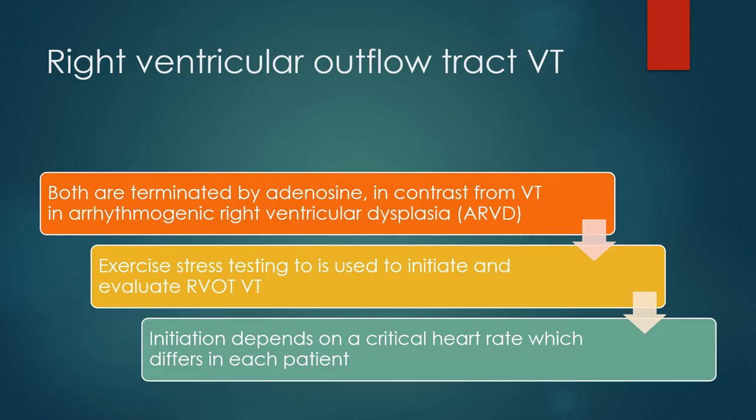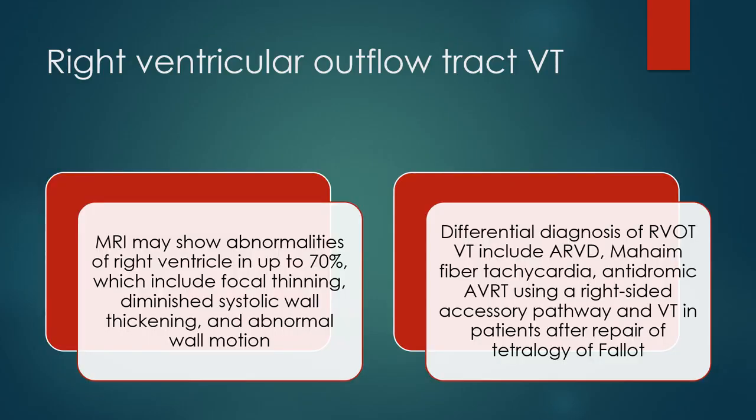Exercise stress testing is used to initiate and evaluate RVOT-VT. Initiation depends on a critical heart rate which differs in each patient. MRI may show abnormalities of the right ventricle in up to 70%, which include focal thinning, diminished systolic wall thickening, and abnormal wall motion.